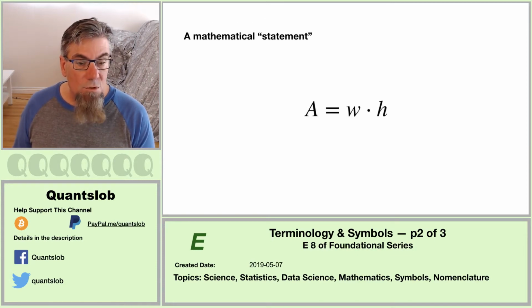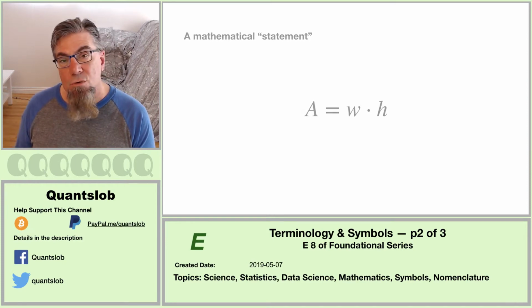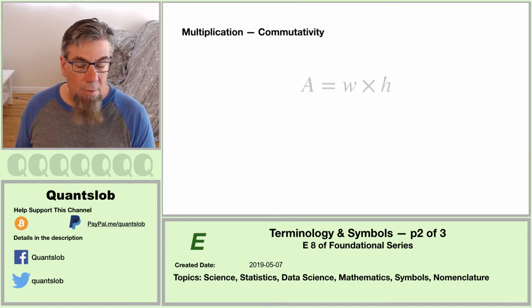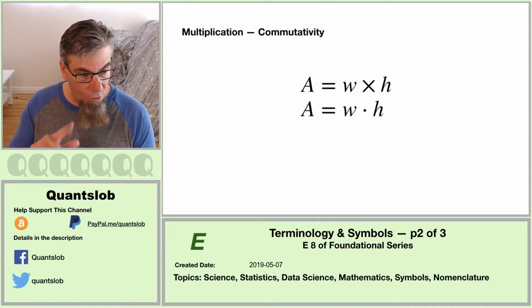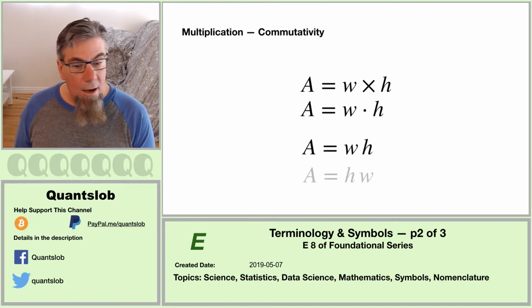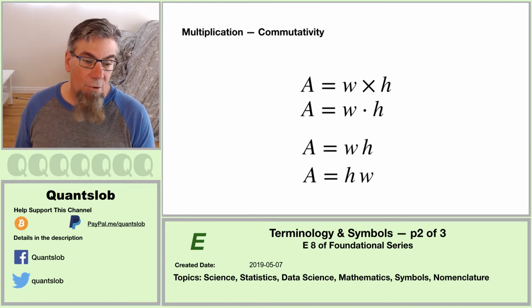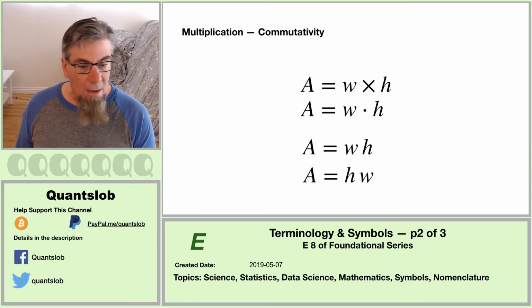Area equals width times height is a mathematical statement. It is also, of course, an equation. In particular, it's also an equality. The equation is general in the sense that it is true for any rectangle. At some point in one's education in mathematics, we lose the times symbol, the cross there, and multiplication operation is denoted by a dot and then ultimately by the absence of a symbol.